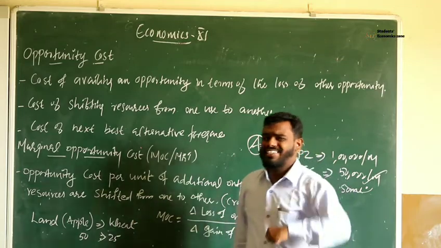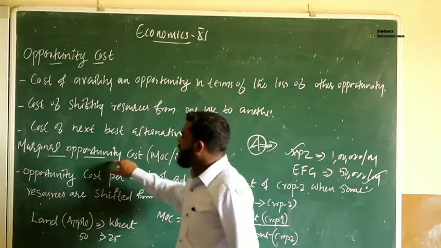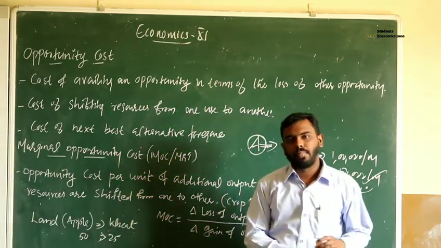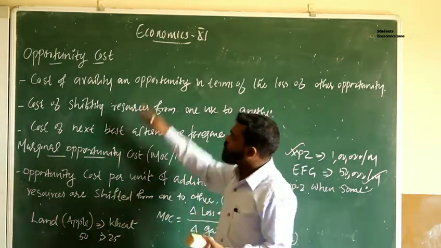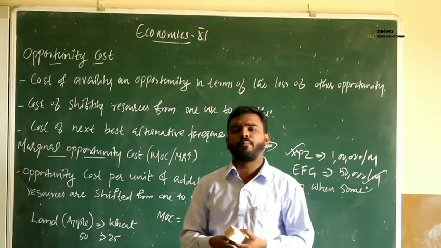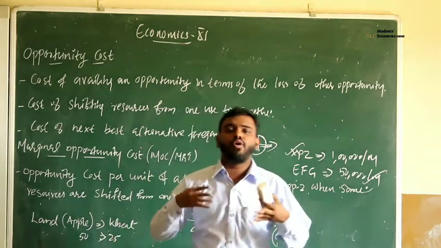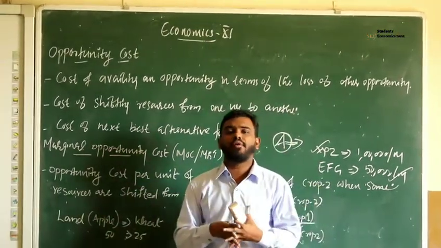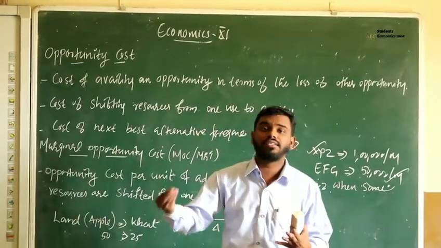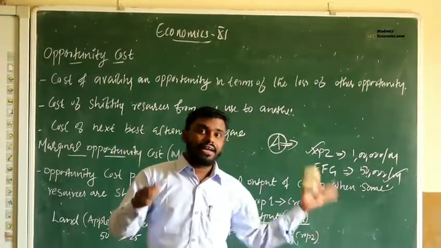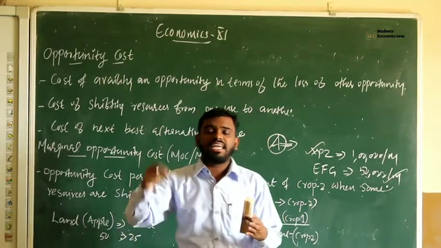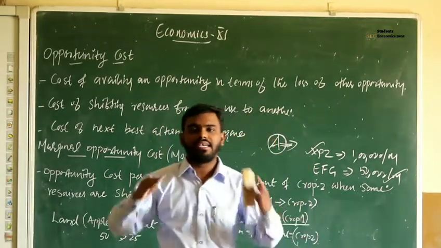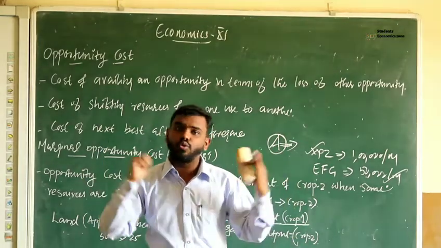Okay, next topic, that is marginal opportunity cost. Opportunity cost, put simply, is known as total opportunity cost. That means the total amount of value or output we sacrificed for producing other output. That means for producing 100 kilogram apple, we sacrifice 70 kilogram rice. So that is known as total opportunity cost.